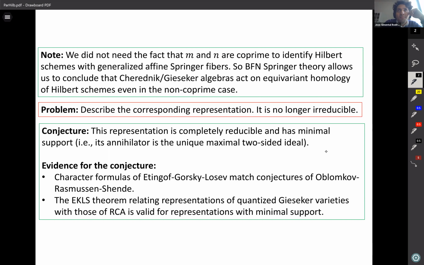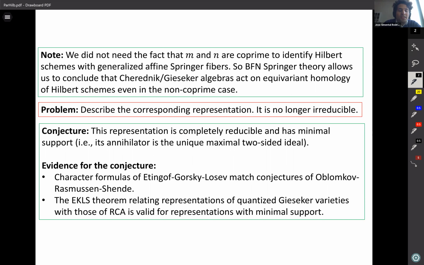Minimal support essentially means that all these algebras have a unique maximal two-sided ideal. It means that the annihilator is that unique maximal two-sided ideal. Evidence for the conjecture is that this would match formulas of Etingof, Gorsky and Losev on representations with minimal support.